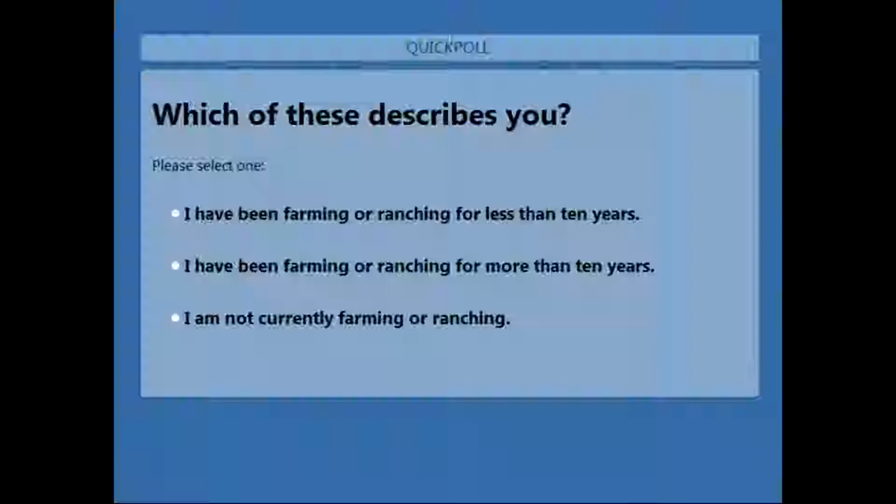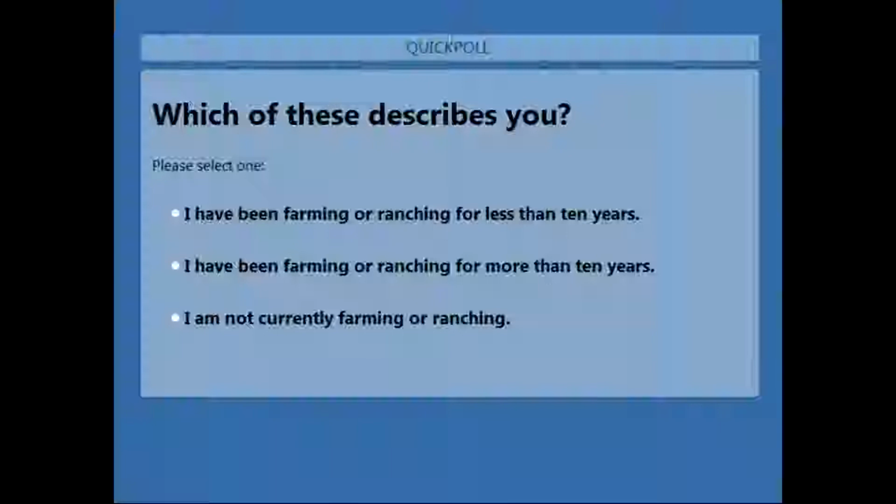Beautiful. Thank you so much, everybody. We're moving on. I've got one or two other people who haven't voted yet. Okay, well, let's call it good. We have about 40% of folks who responded have been farming or ranching for more than 10 years, and 60% who are not currently farming or ranching. So I hope what we have today is going to be useful for everybody.